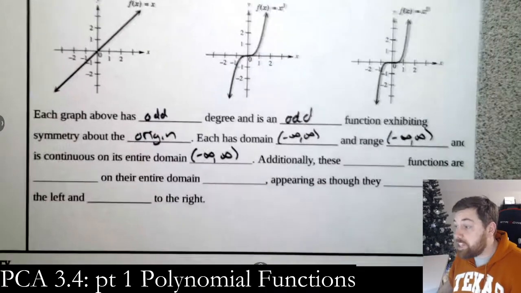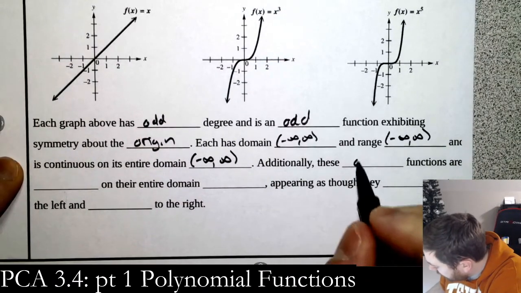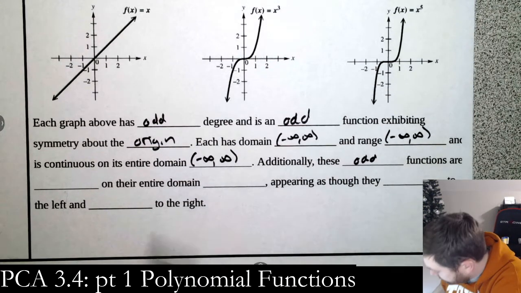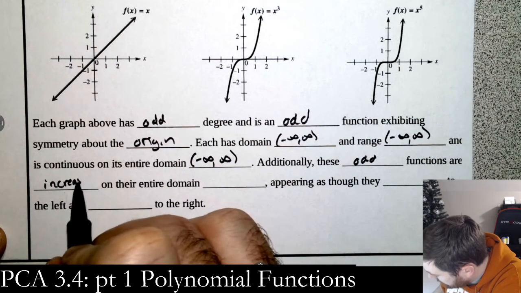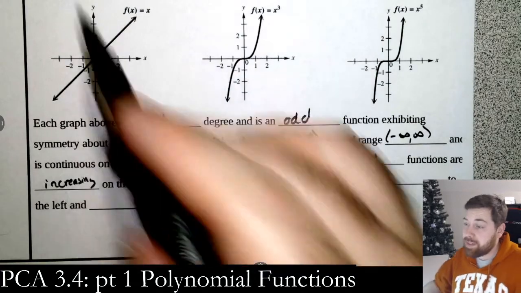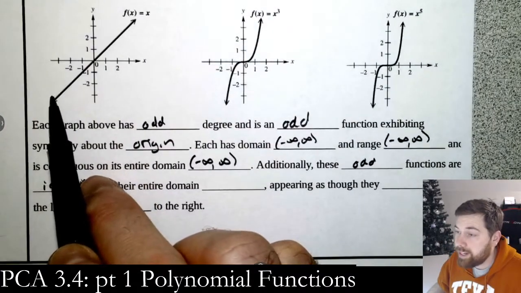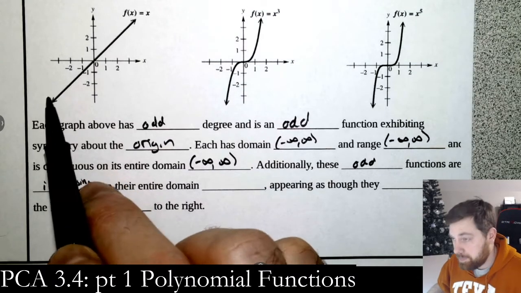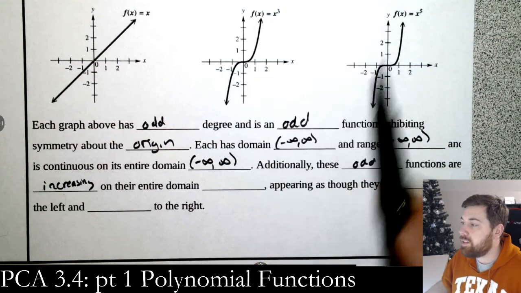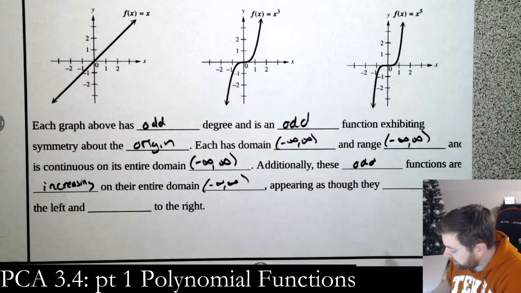Okay, additionally, these are odd functions, and these odd functions are increasing. So if you look at all of them, they get bigger. So increasing, I like to think of it as if I sat myself on this line right here and walked from left to right, am I walking uphill or downhill? And this is pretty easy, right? I'm walking uphill the whole time. Here I'm walking slight uphill. Same here. They're all increasing on their entire domain, which is still negative infinity to infinity.